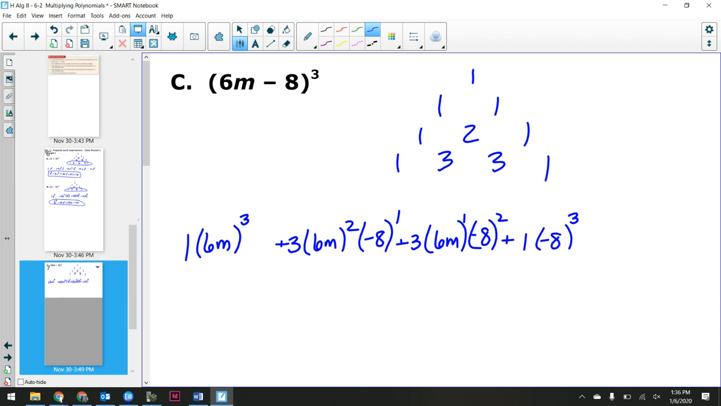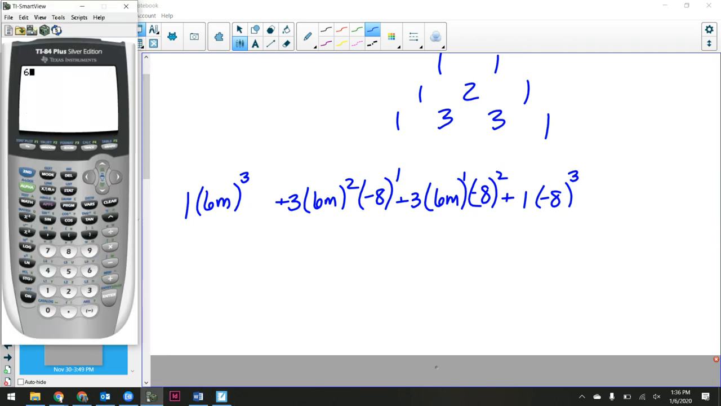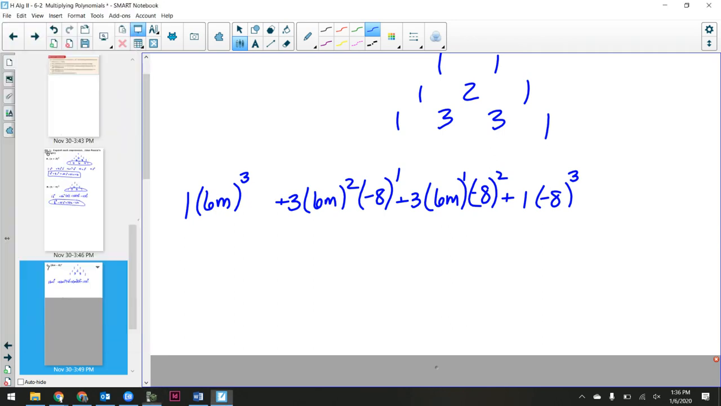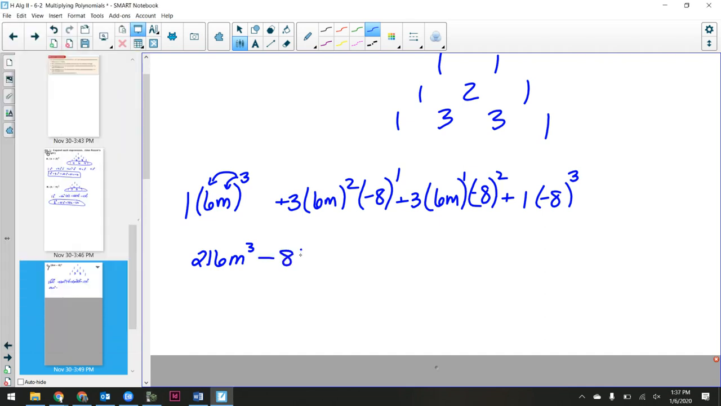And now I just evaluate. 6 to the third power, I don't know that one off the top of my head, 216, m to the third, right? This one I do distribute the power to both terms because that's multiplication inside, not addition or subtraction. And then I have a 3 sitting on the outside, a 6 squared with the m, and then a negative 8. So a negative 864. So it's minus 864.